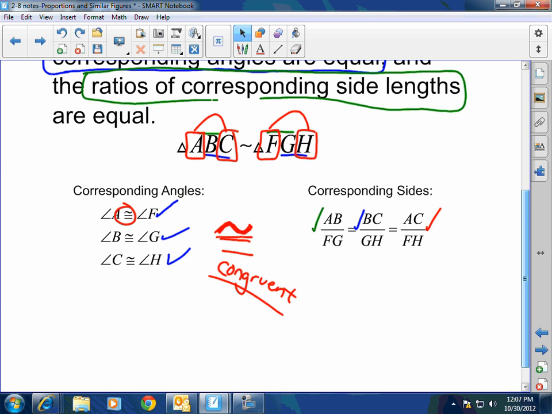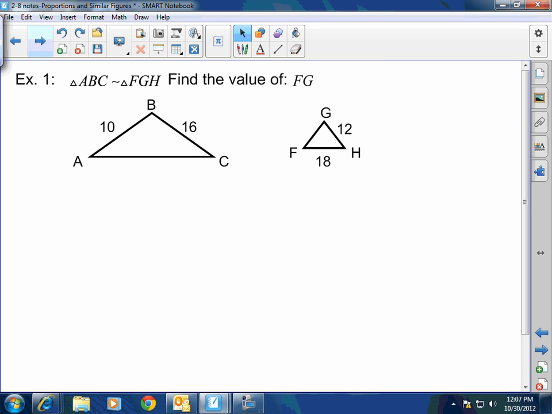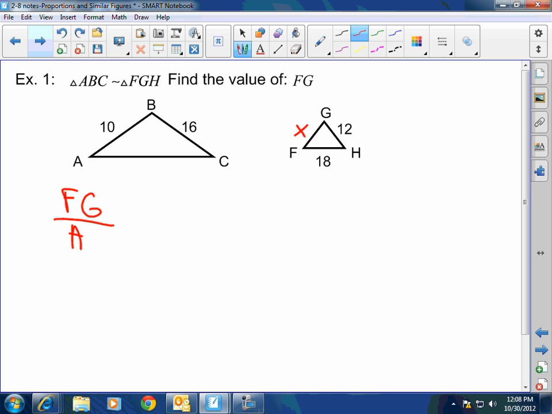Okay, now, let's put this into play. Let's put this into action, okay? Triangle ABC is similar to FGH. I want you to find the value of FG. So the first thing I do is I'm going to go ahead and label FG with X because that's the unknown. You guys with me? Now, pay attention to this because it's really, really simple. What does FG correspond with? FG corresponds to AB.